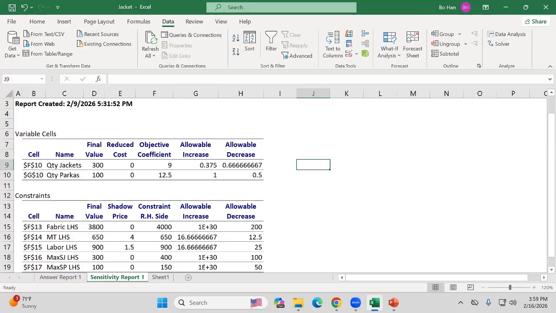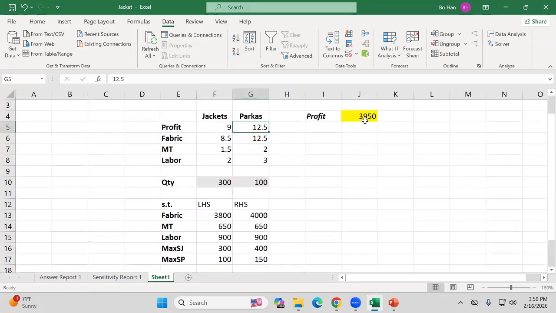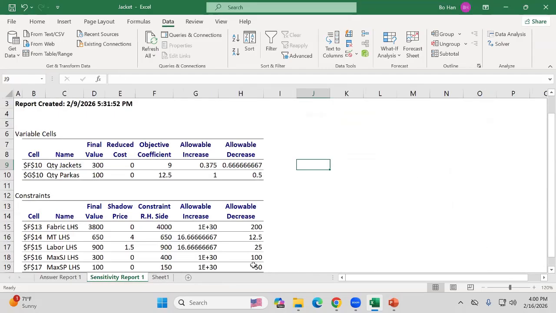So the current best result, as you can see, is 3,950, right? And you need to sell 300 jackets. But for some reason, you improved your profits of each jacket, right? These two values tell you in which range the objective coefficient can change so that you still manufacture 300 jackets, you still reach $3,950 at the best profit. You don't need to change, right? This is what this range tells you.